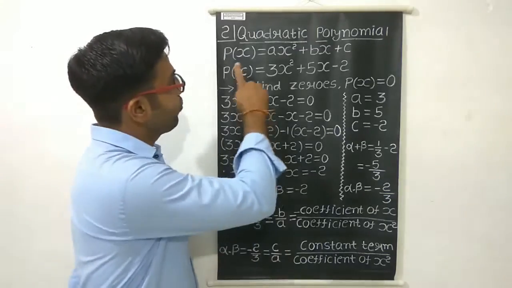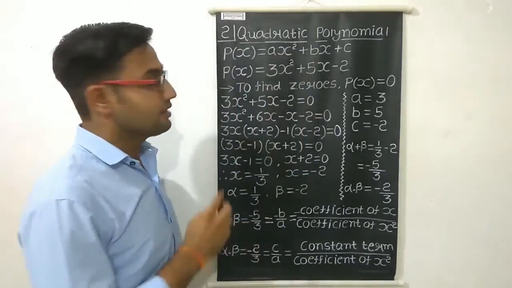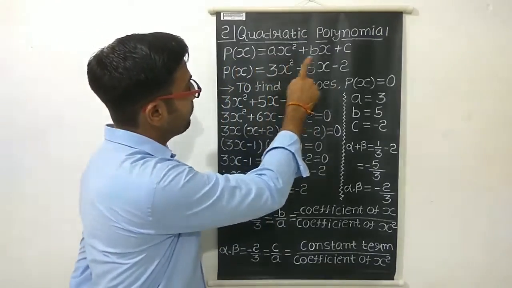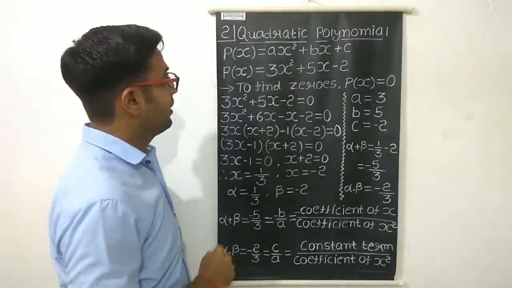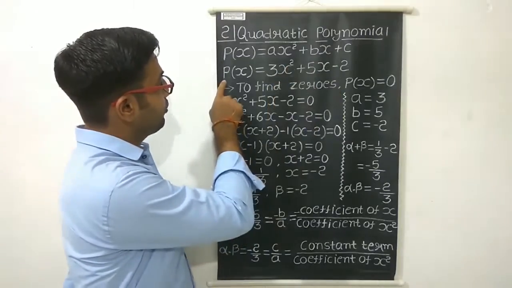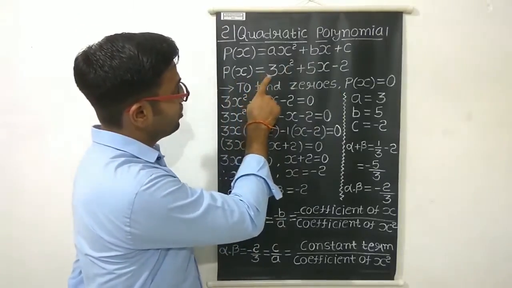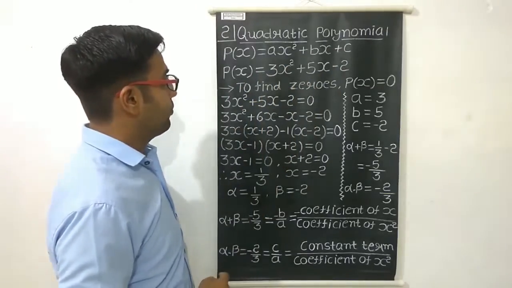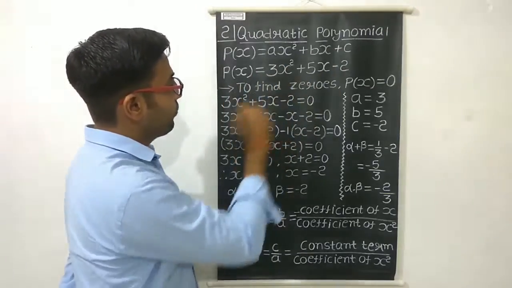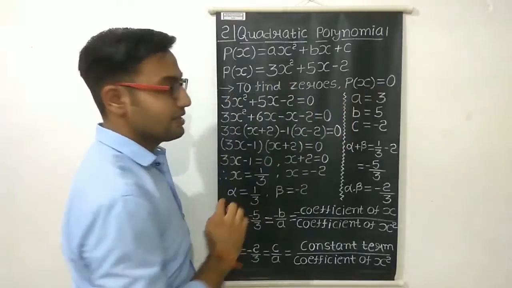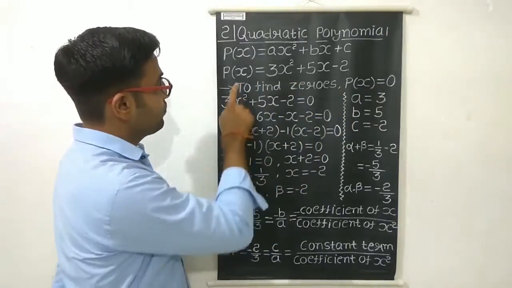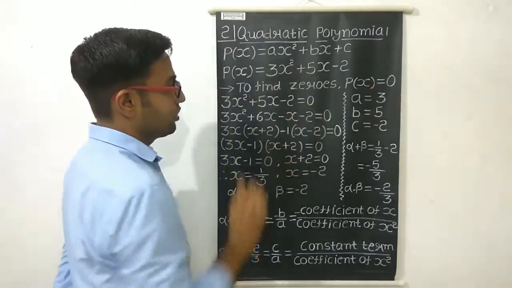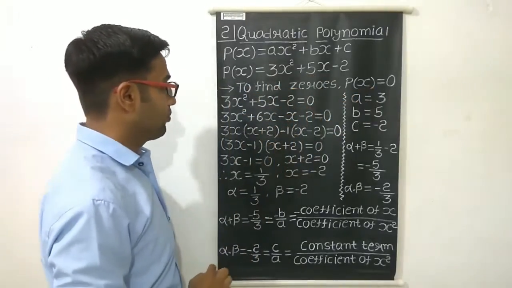Second type is quadratic polynomial. The standard form of quadratic polynomial is p of x is equals to ax square plus bx plus c. One of the examples of quadratic polynomial is p of x is equals to 3x square plus 5x minus 2. Now to find the zeros of the given polynomial, we have to take p of x is equals to 0. So what is p of x? P of x is these three terms, and that is equals to 0.